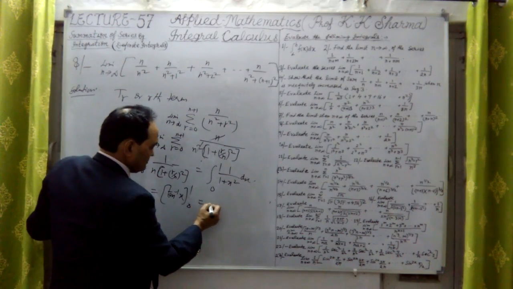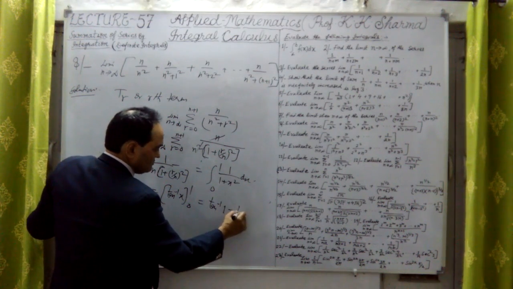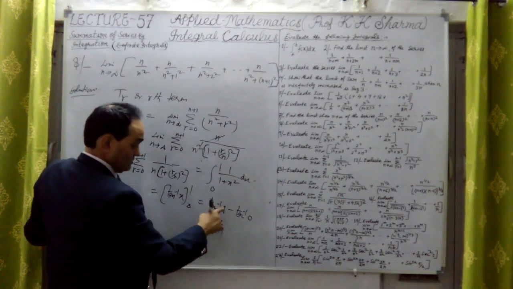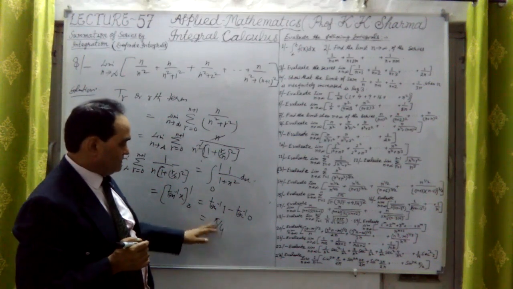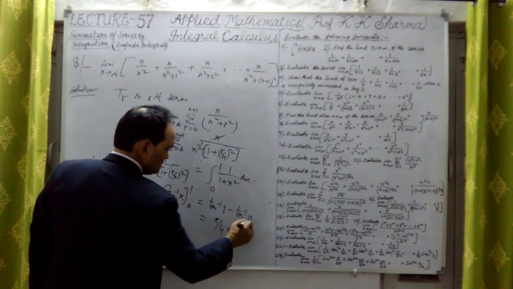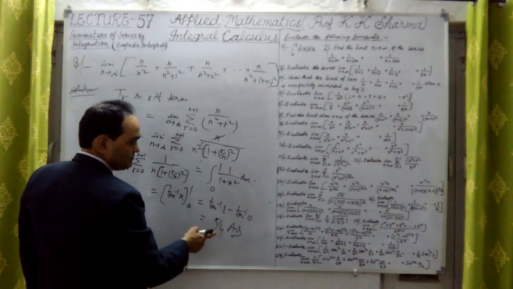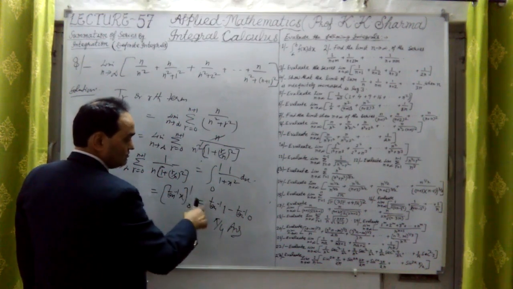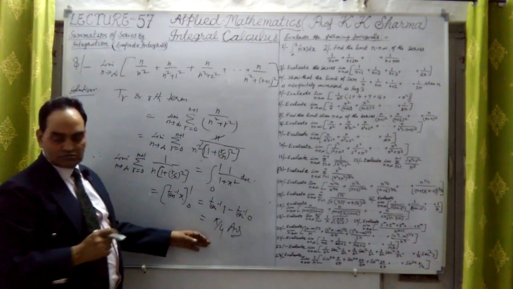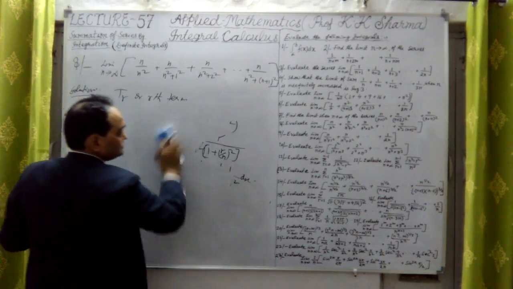Now putting the limits here, it is tan inverse 1 minus tan inverse 0. Tan inverse 0 is 0. Tan inverse 1 is pi by 4, so pi by 4 is the angle. The answer is pi by 4. For tan pi by 4 is 1, therefore tan inverse 1 is equal to pi by 4. Pi by 4 is the answer in this case. Question number 8, we have done. Let's talk about the next question.